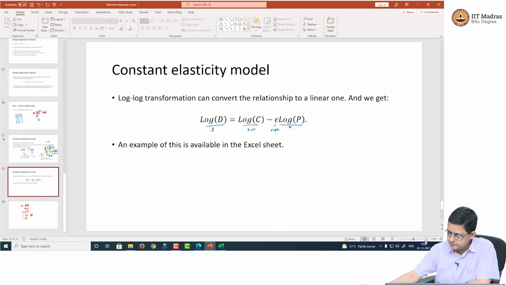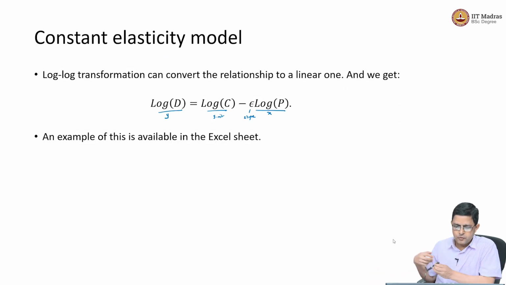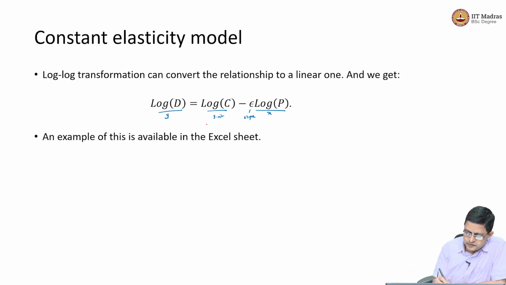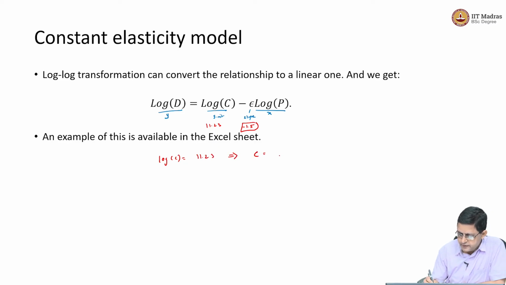Let us go back here. So, what is my y-intercept? It turns out that this is 11.23 and slope is negative 1.5. So, what is the value of log of C? Log of C is 11.23, and from here you can estimate the value of C, which will be e to the power of 11.23.